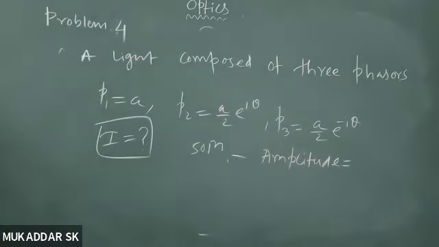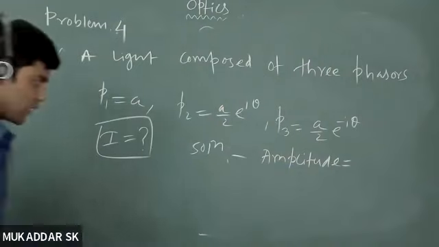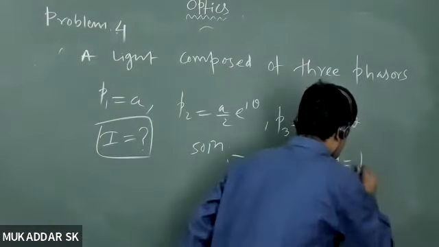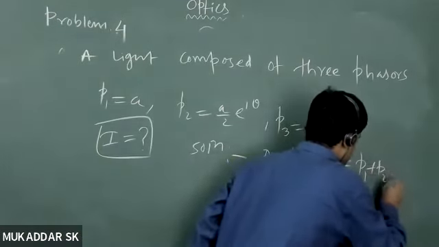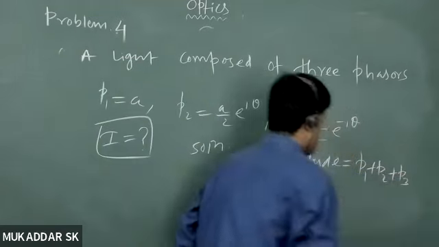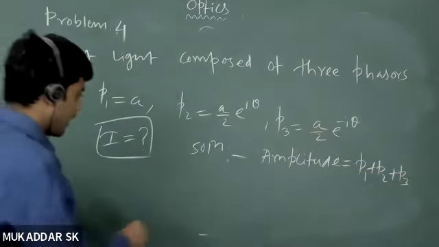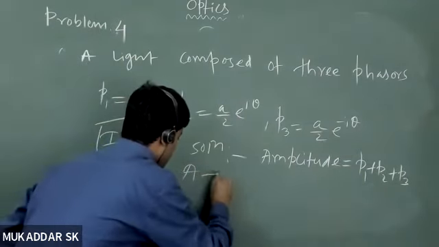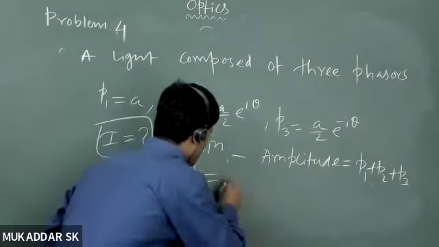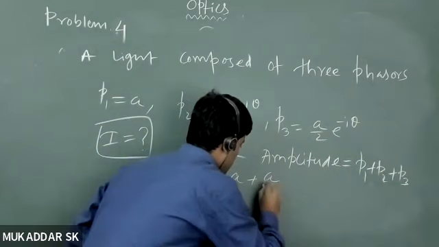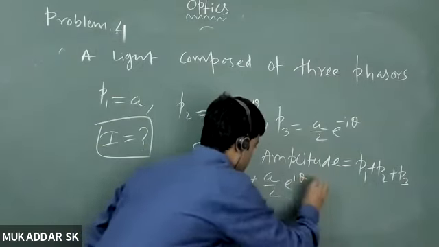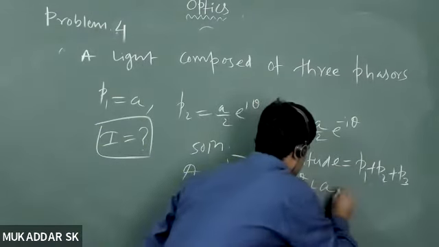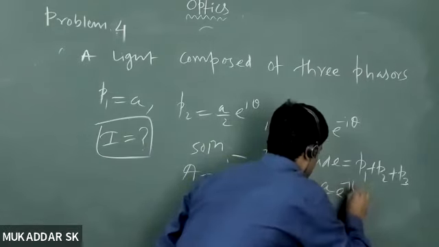Amplitude of any ray is basically the sum of the phasors. Amplitude of any ray can be written as the sum of the phasors, P1 plus P2 plus P3. So I can write the total amplitude A as nothing but P1 is A, P2 is A by 2 exponential i theta, and P3 is A by 2 exponential minus i theta.